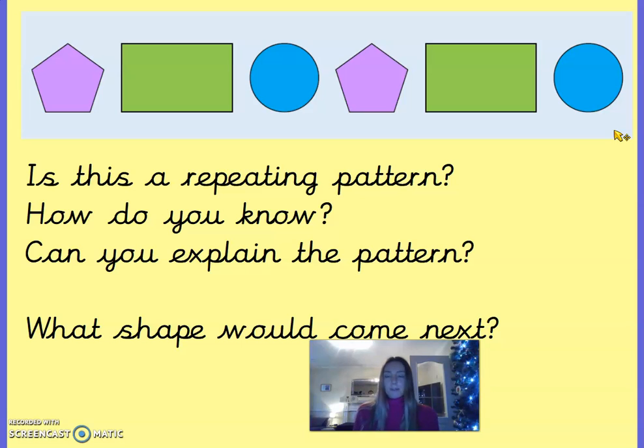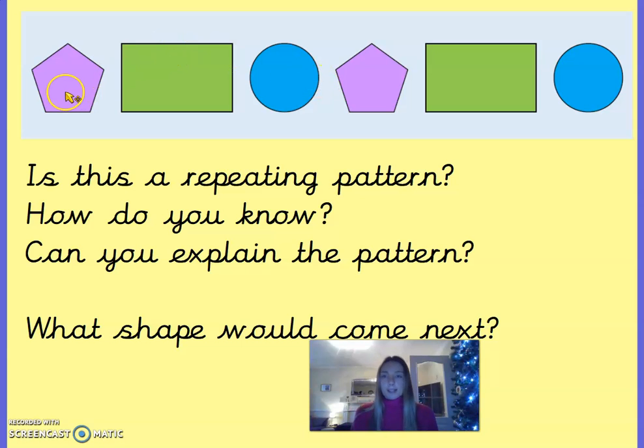What do you think a repeating pattern is? And what can you see here? Can you explain the pattern you can see on the board? So this is a repeating pattern, and a repeating pattern is something which is repeated more than once. It's when a pattern has a certain rule or a certain order. So we can see that the shapes on the board are in a certain order, and they will then be repeated into a repeating pattern.